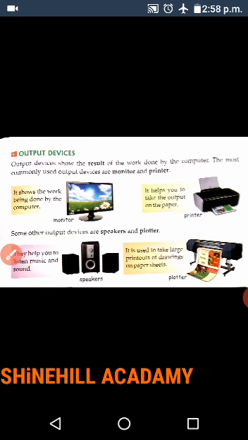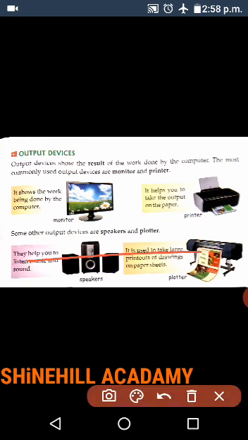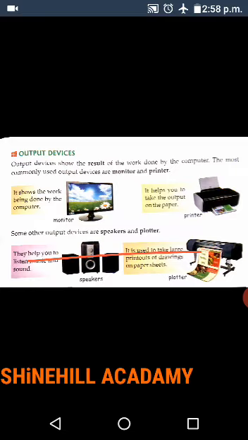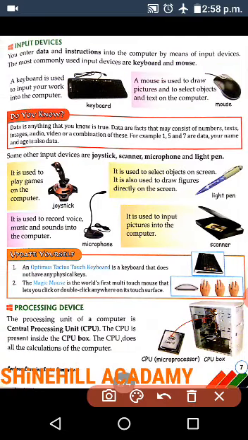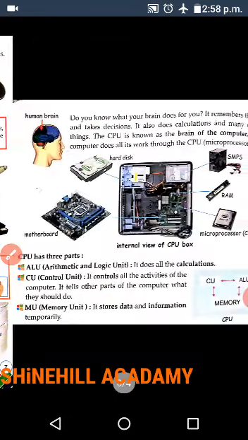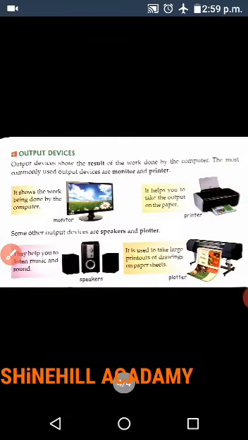Okay. Today we discussed the processing device and then output devices. In the next class we will discuss the storage device. Thank you.